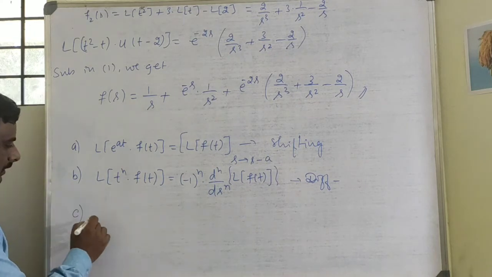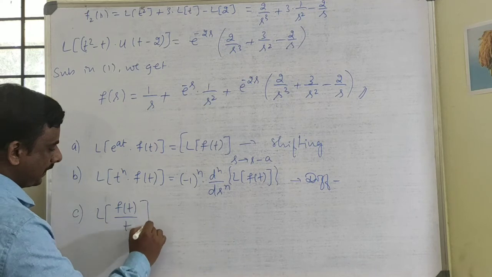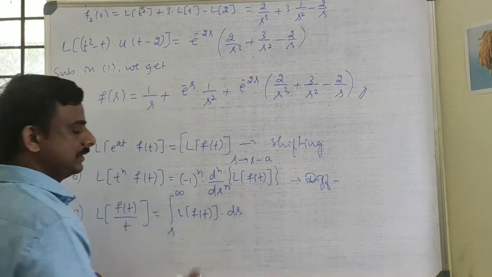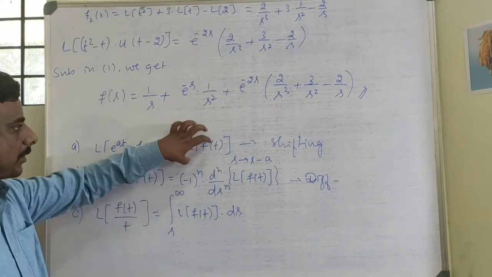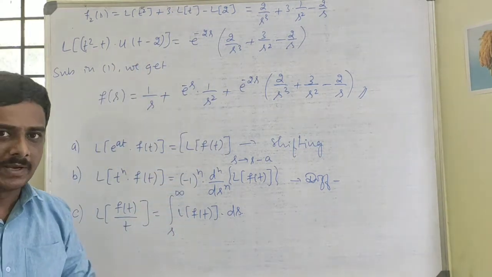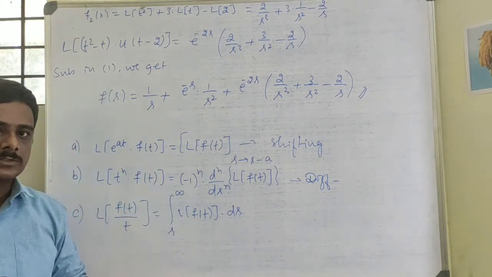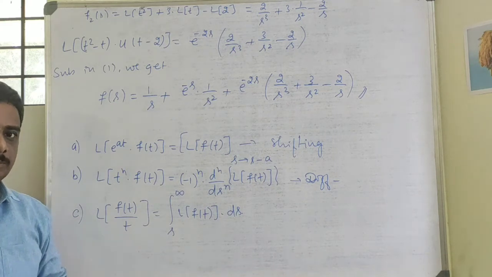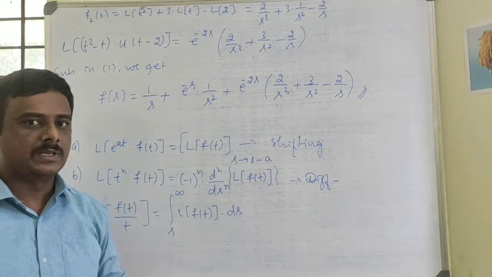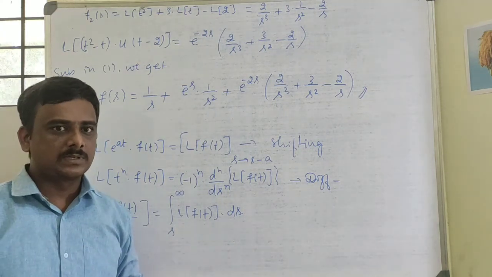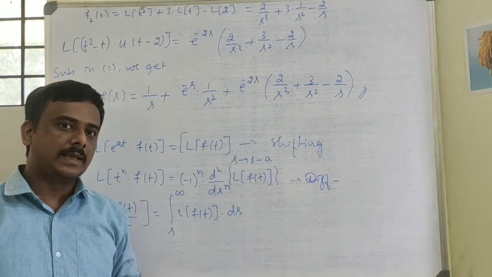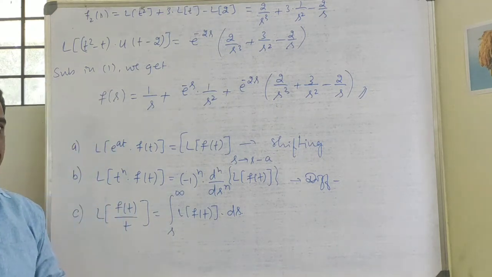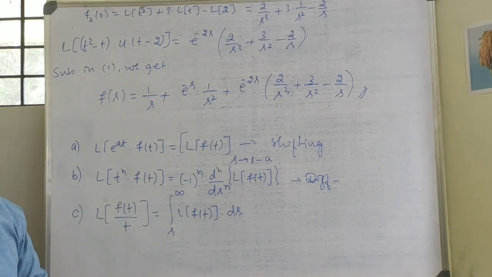Third property, the Laplace transform of f of t by t equals the integral from s to infinity of the Laplace transform of f of t ds. We have discussed problems on these properties, then the Laplace transform of periodic functions, and finally the Laplace transform of unit step functions. So this completes the first unit on Laplace transforms. In the first half we study what Laplace transforms are and problems on that. In the second half we will discuss inverse Laplace transforms. As I said in my first video, if the Laplace transform transforms f of t to f of s, then L inverse transforms f of s back to f of t. So the function of the inverse Laplace transform is exactly opposite to that of the Laplace transform. So this is about the Laplace transform, and study this well.